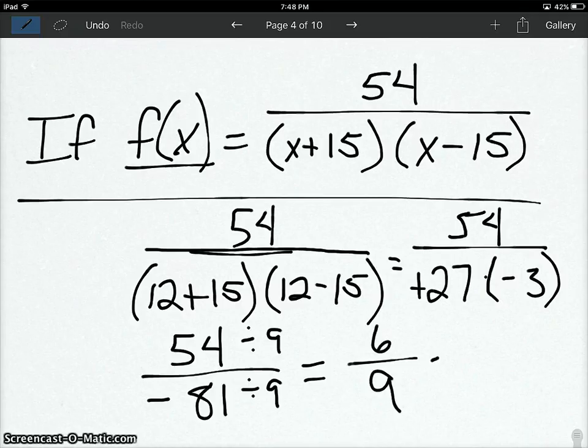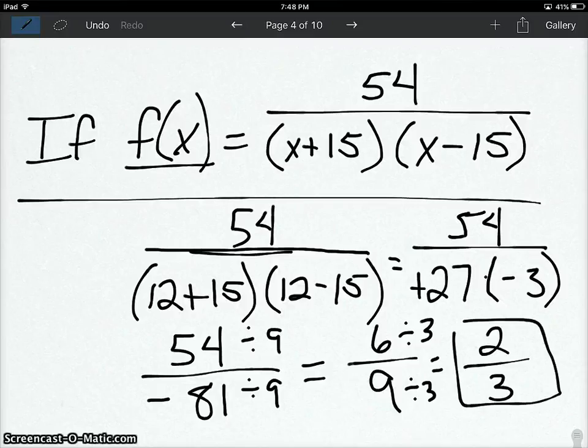I can tell you right now, we can go even lower than that and divide them both by 3. And I'm going to get 2/3. That's my answer. I didn't do anything different just because now it said f of x instead of x equals. It's the same thing as saying x equals 12. So all I did, I found my variables, plugged in 12, solved the problem.